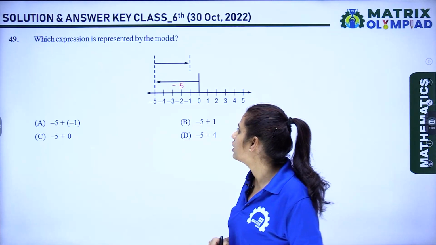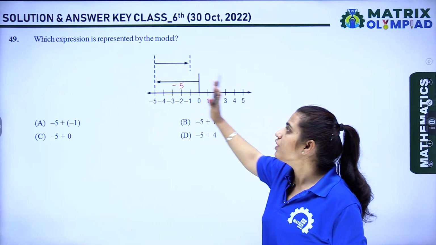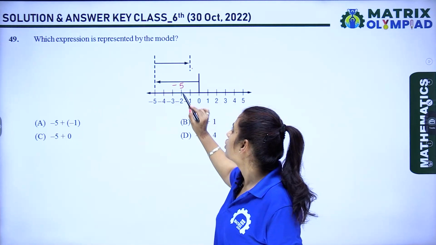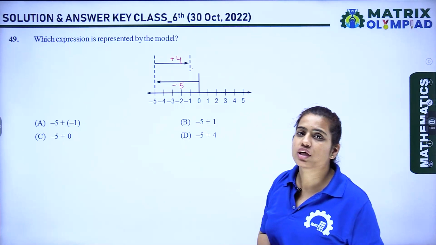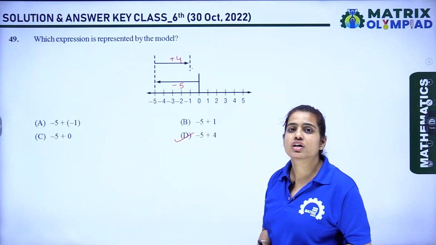Now, after negative 5, it is moving towards the right hand direction. How many units is it moving towards the right side? It's 1, 2, 3 and this is 4. So, this is moving in the positive direction by four. So the expression that best suits this model is option D, that is negative 5 plus 4.